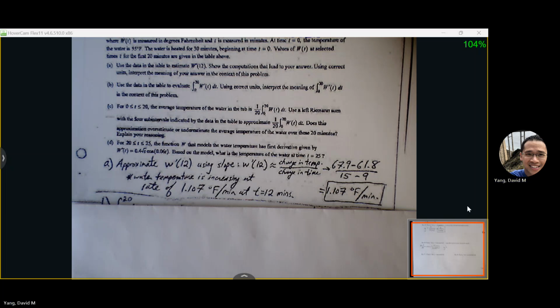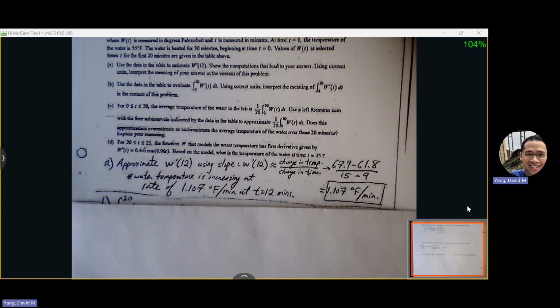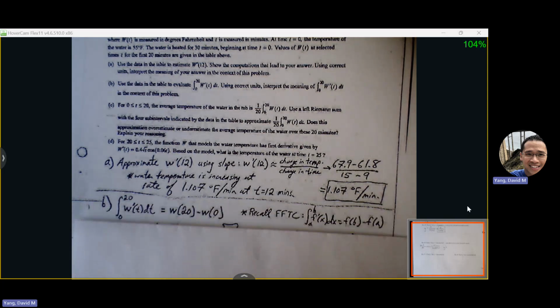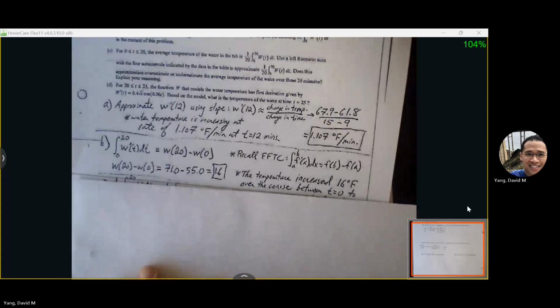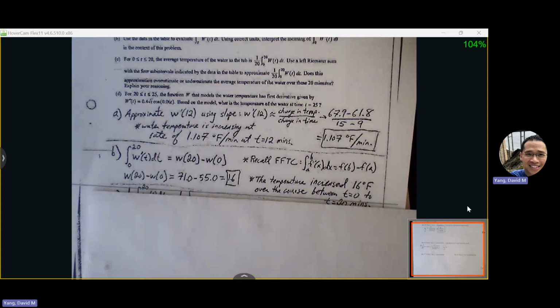Part B. Use the data to evaluate the integral from 0 to 20 of W prime of t dt. So let's use the first theorem. We know the antiderivative of W prime is W of t, so plug in 20 and 0. So just W of 20 minus W of 0. Let's find that value. We can use our table to do that. This is basically saying subtract the temperature at the 20th minute and the temperature at the 0th minute. So W of 20 is 71, W of 0 is 55. So that gives us 16. So what does that mean? That means the temperature is going to increase 16 degrees over the time interval from 0 to 20 minutes.